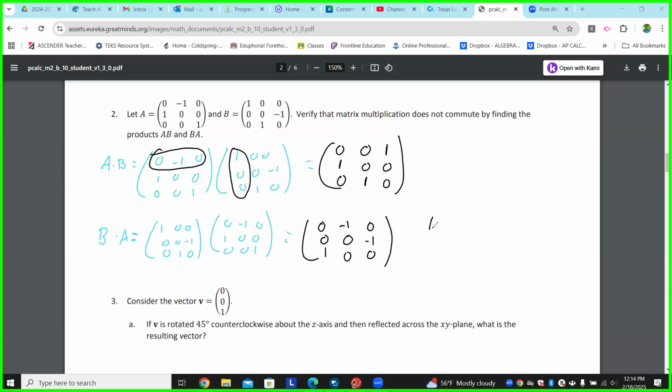No. Right? So AB, in fact, does not equal BA. Questions on how to show something's commutative or not commutative? All right, cool deal. Let's move on to 3.